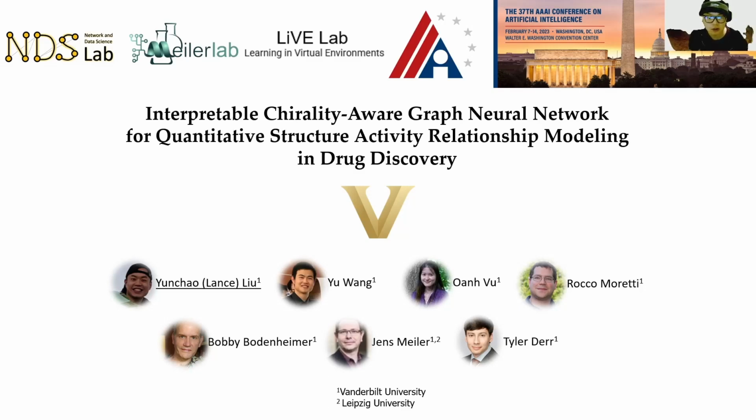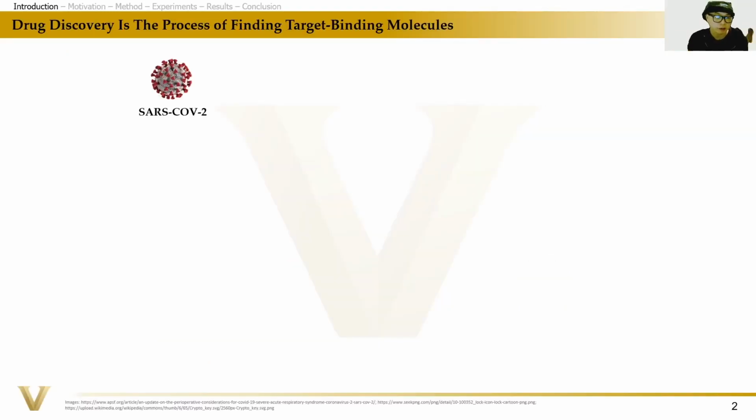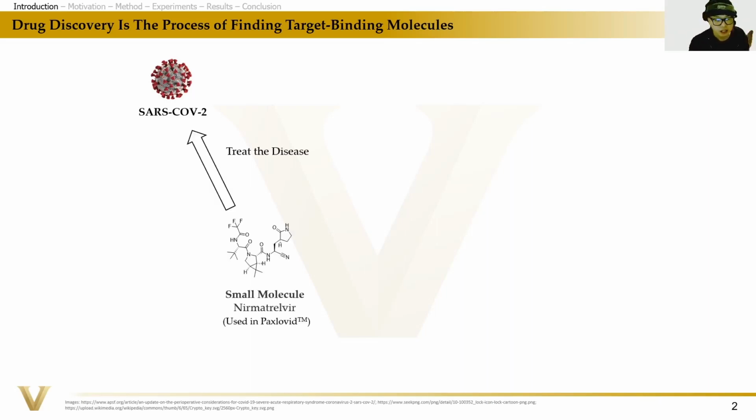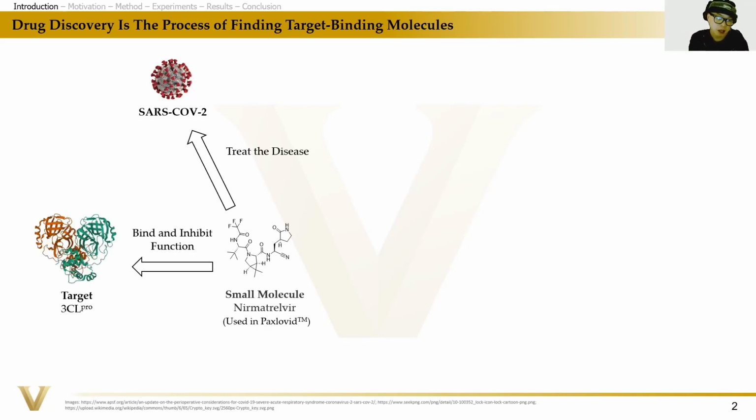Let's first start with something we are all familiar with, SARS-CoV-2, aka the coronavirus. Recently, Pfizer has announced that they found a small molecule that can cure the disease. This small molecule can bind and inhibit the function of a target protein, and this target protein is essential for the viral replication. So by binding and inhibiting the function of this target protein, this small molecule essentially cures the disease.